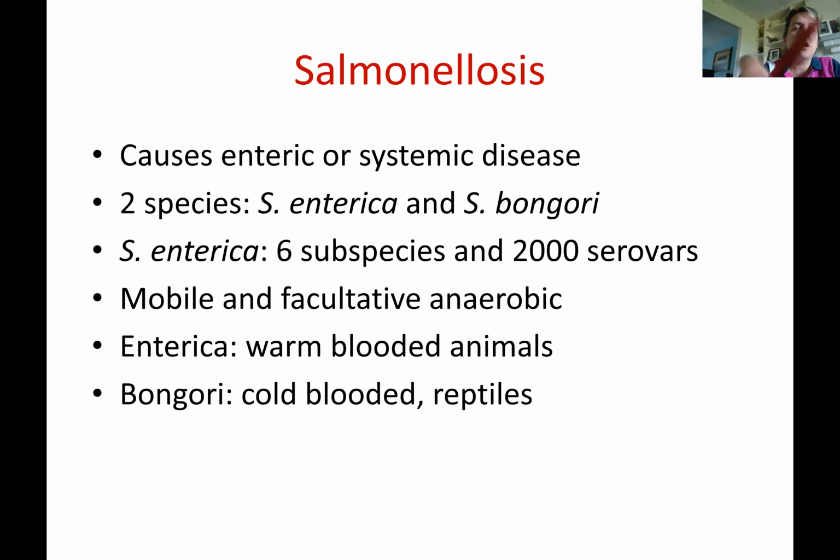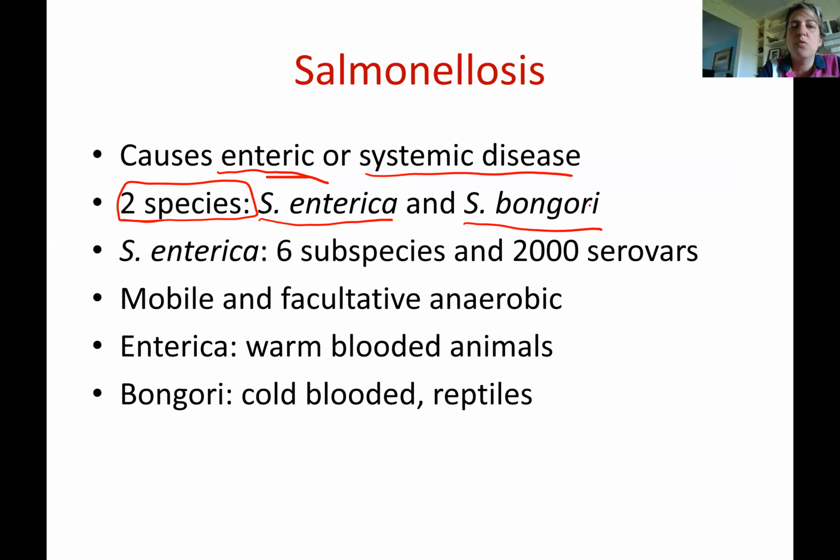It can either cause enteric or systemic disease. So enteric disease means diarrhea. Or systemic disease, sometimes it can cause abortion, it can cause septicemia, etc. Okay? We have two species of Salmonella, Salmonella enterica and Bongori. These two species are the only species of Salmonella.